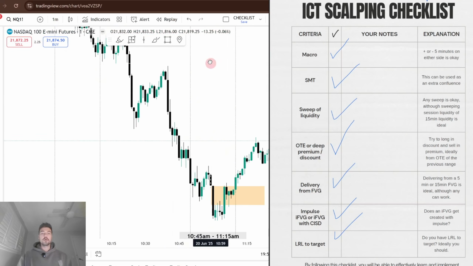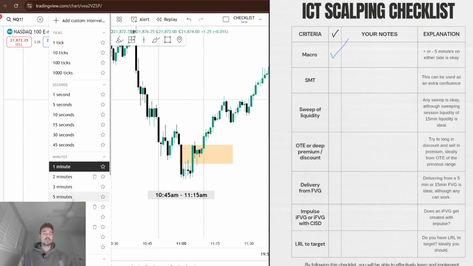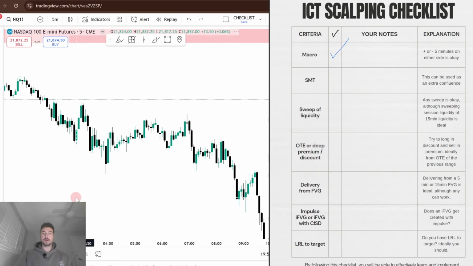So example number 4 is the next macro, and this is 10:45 to 11:15. First thing on the checklist is, are we inside of a macro? It's going to be yes. Second thing is, do we have SMT? Well, let's just have a look on the 5-minute chart to start.